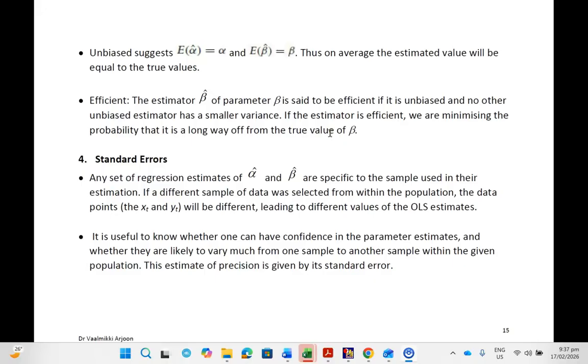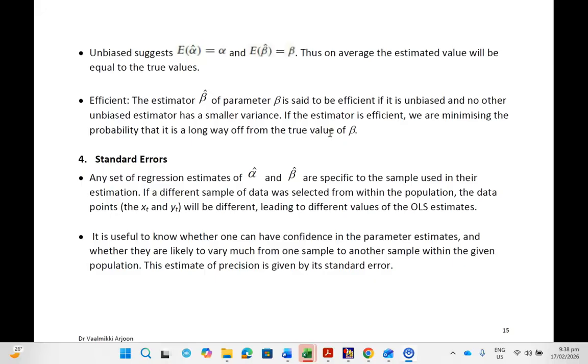You'll get different ones, okay? So the different data points of xt and yt will give you different values of alpha hat and beta hat, the OLS estimates. But it's useful to know whether one can have confidence in the parameter estimates. Because remember, one sample is giving you different estimates of alpha and beta compared to another. But are they going to vary by much? That's where these standard errors come in.